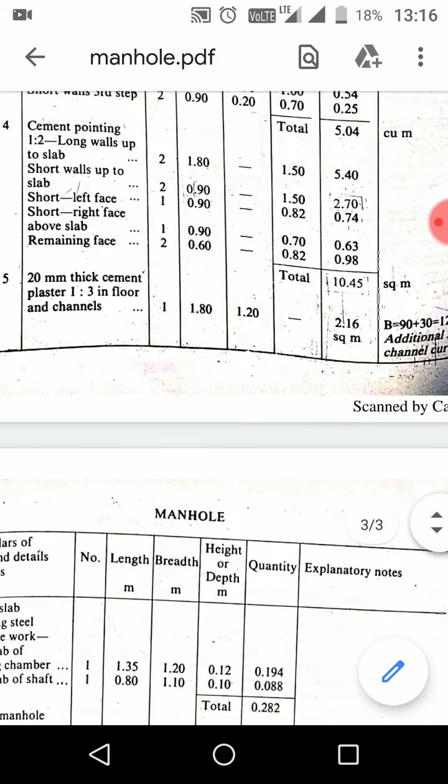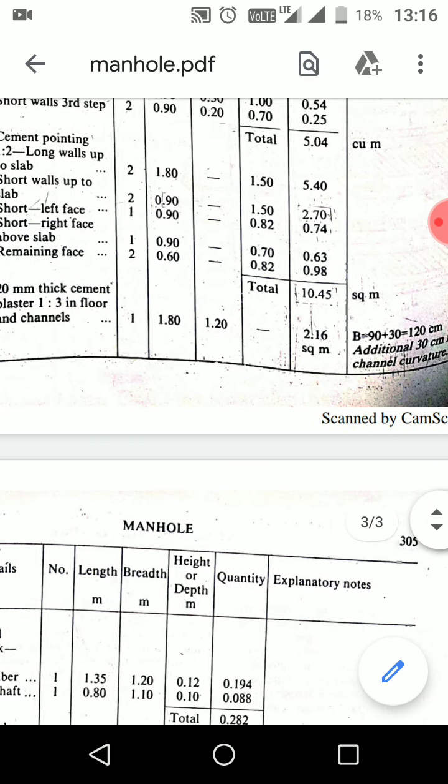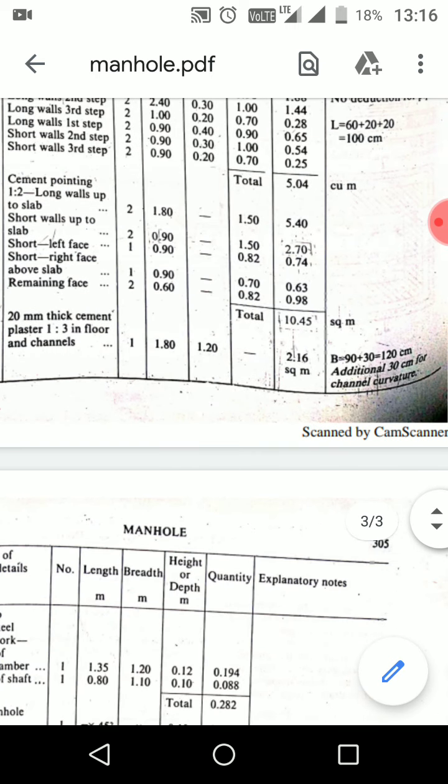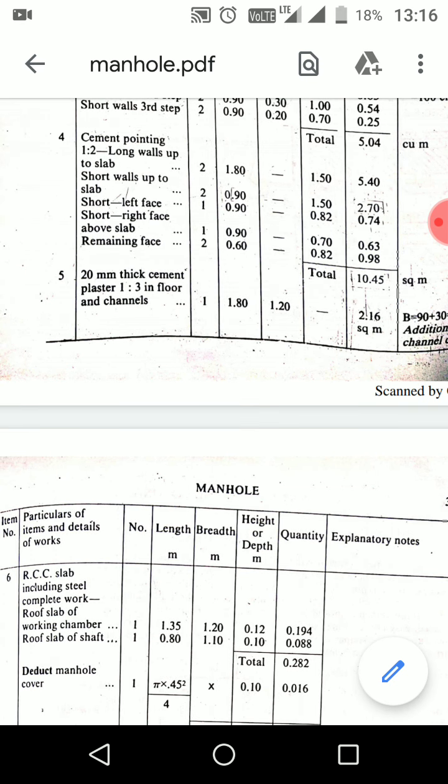So the remaining face will be two numbers of 0.6 into 0.82 meters. So the total quantity of cement pointing here is 10.45 square meters. Then the next item is 20 mm thick cement plaster in 1:3 cement mortar in floor and channels.